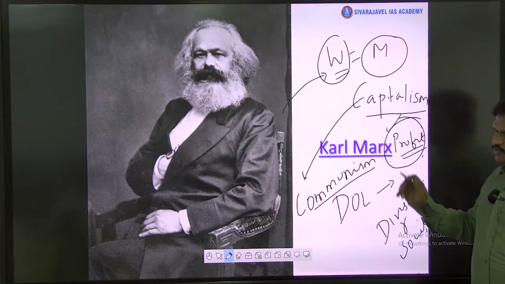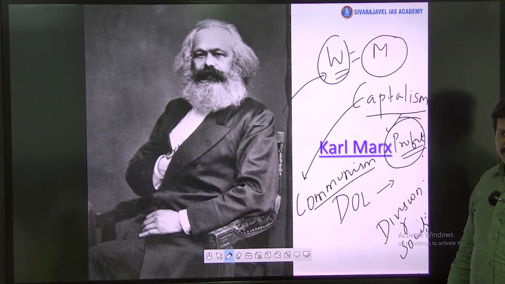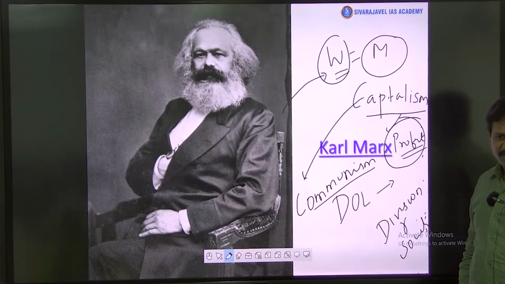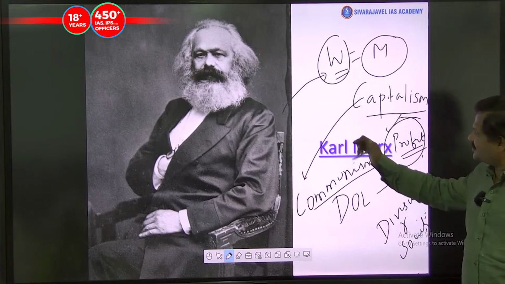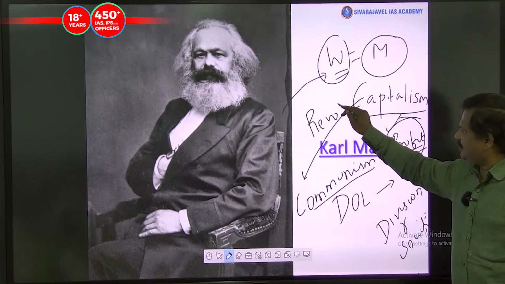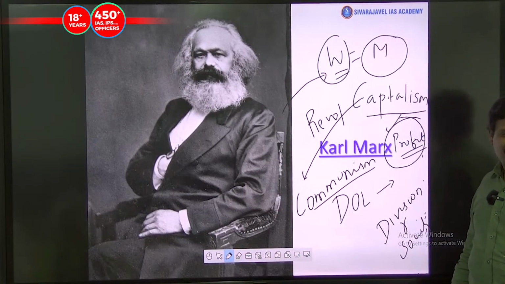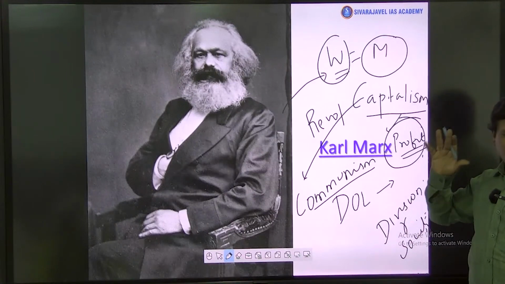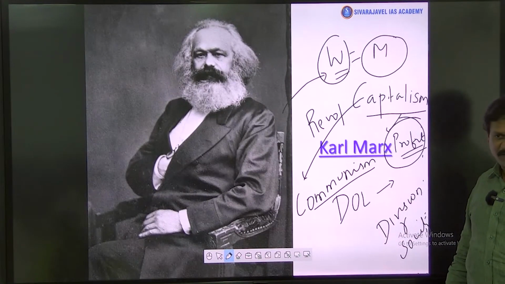But do you think that this owner will easily allow this money to be shared with all? He will not allow. What will happen now? Revolution. Who will do this revolution? Worker. Worker will revolt against the owner. In that revolution, what will happen? Owner will be killed. So Karl Marx is supporting violence. For communism, violent conflict is okay.